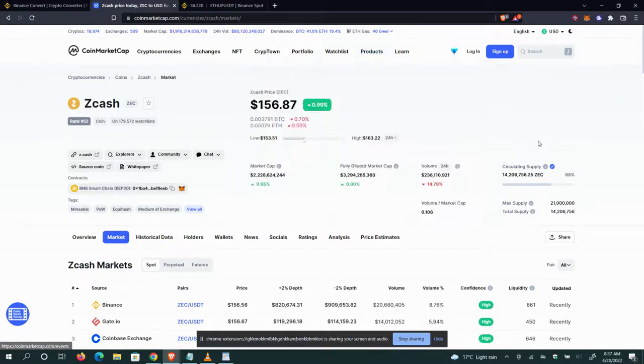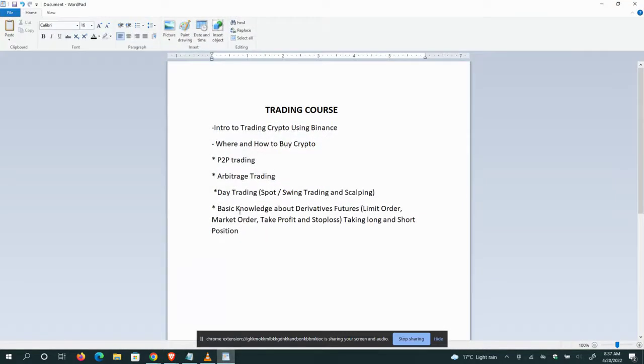So there are a lot of opportunities which you can arbitrage on CoinMarketCap. It's just, are you willing to do the research? Just go and research and check coins and the exchanges where they are listed, and the price difference between the exchanges where they are listed, and you can just seize the opportunity and make money from it. So the next thing we're going to be talking about is day trading, under which we'll be talking about spot and swing trading, and we'll be talking about scalping.